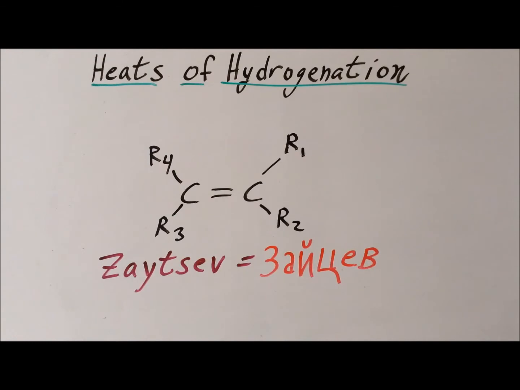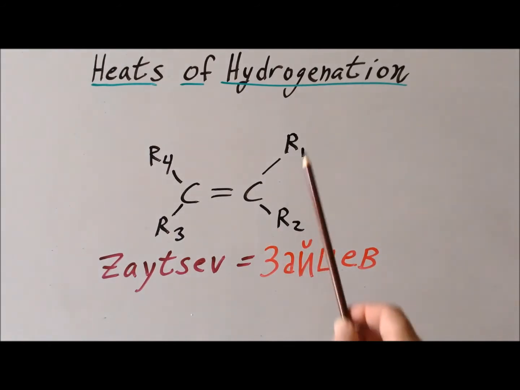Here we have a generic diagram of a monoalkene, a hydrocarbon that has exactly one carbon-carbon double bond. These R groups, R1, R2, R3, and R4, can be either hydrogen or a hydrocarbon group, some kind of alkyl group. According to Zaytsev's rule, we have a rule of thumb for determining how stable a particular alkene is going to be. And it is a relatively simple rule.